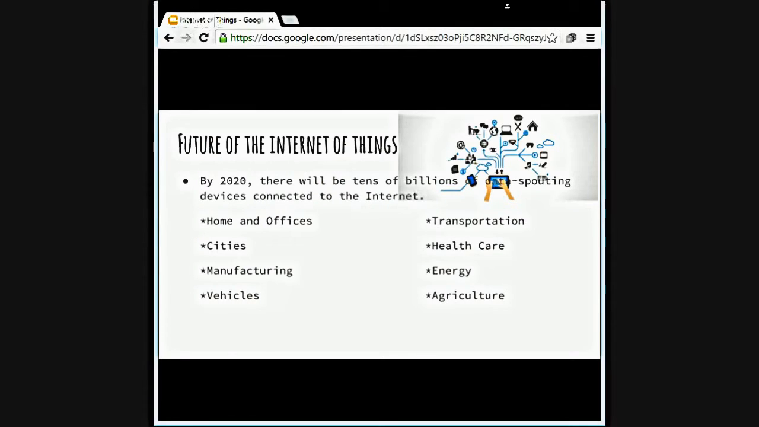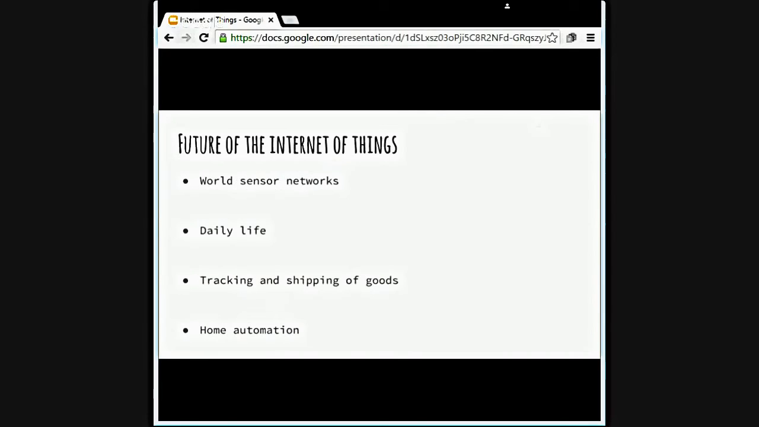Now, the future of the Internet of Things is said by 2020, there will be tens of billions of data spouting devices connected to the Internet, such as homes and offices, cities, manufacturing, vehicles, transportation, healthcare, energy, and agriculture. Now, the future of the Internet of Things includes world sensor networks, daily life, tracking and shipping of goods, and home automation.